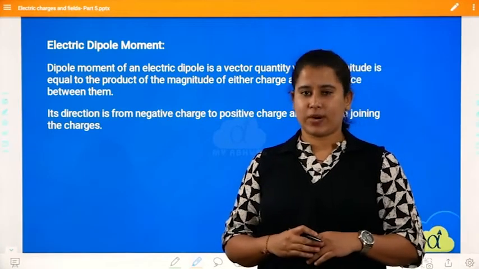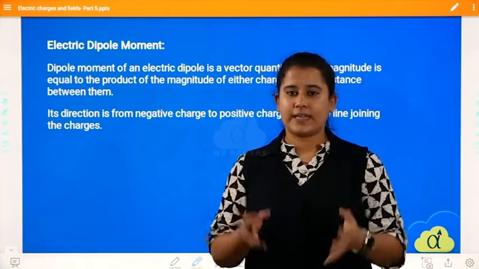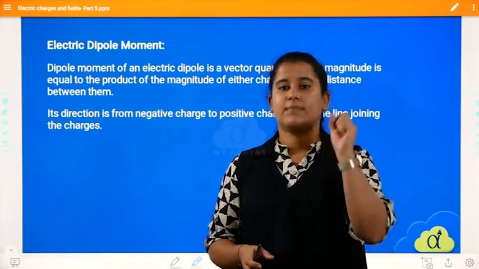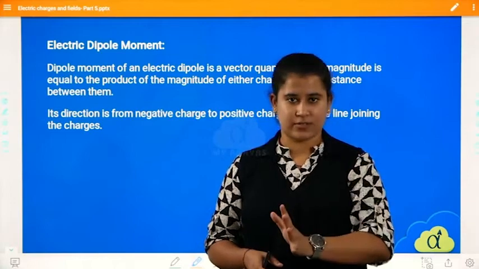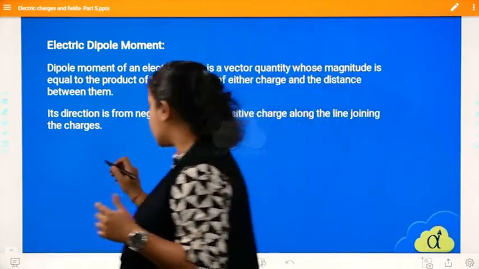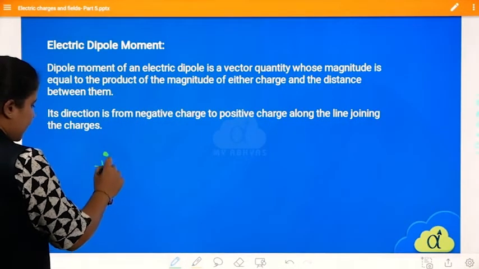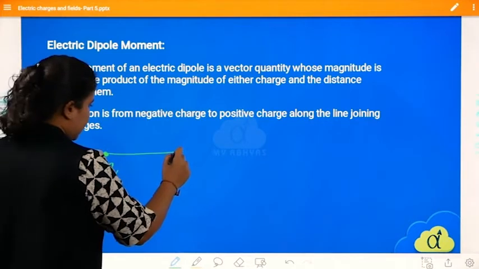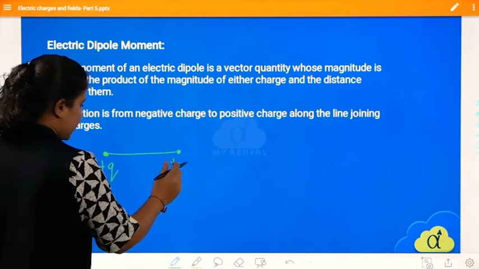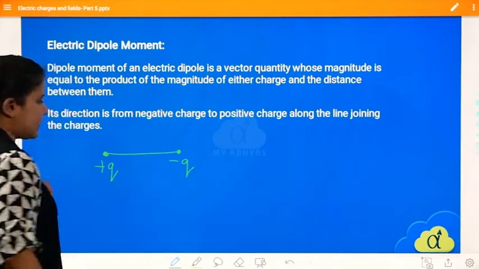So it is a vector quantity, and it is nothing but the product between the magnitude of either of the charges. For example, when I take the diagram of a dipole, here I have plus Q, and here I have minus Q, then what is happening?